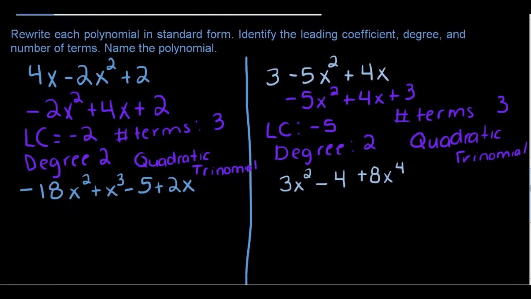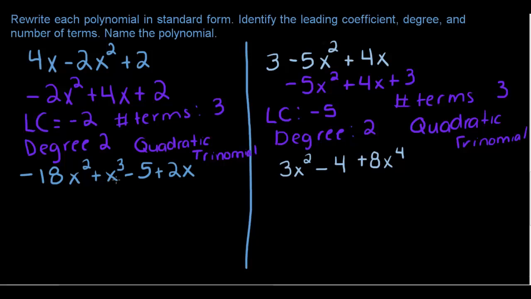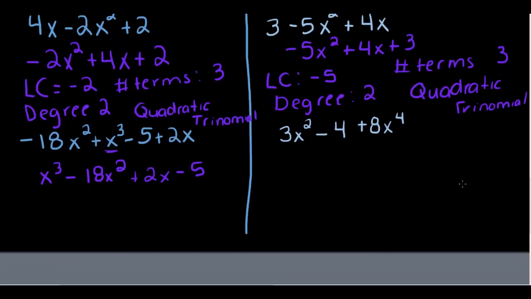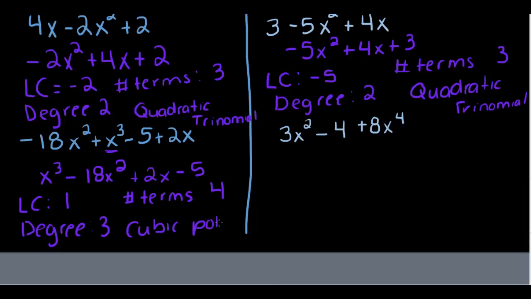Okay, let's take a look at this one. This one has 1, 2, 3, it has 4 terms. The term with the highest degree is the first one, x to the power of 3. Then I will have negative 18x squared. Then I'm going to have 2x. And then minus 5. So the leading coefficient is going to be 1, because that is the coefficient that I have here. The degree is going to be 3. Number of terms, 4. And to name it, it is going to be a cubic polynomial with 4 terms.